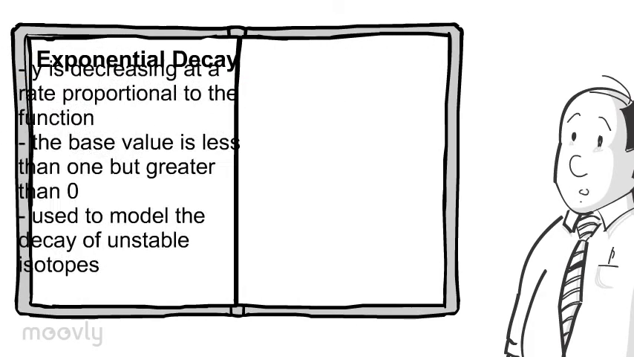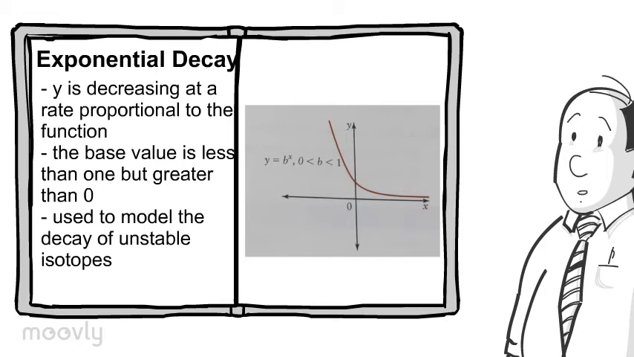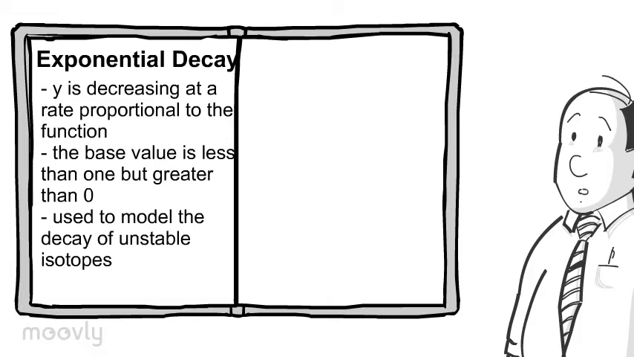Exponential decay is another type of exponential function. It has finite differences decreasing at a rate proportional to the function. In this case, the base value must be less than 1, but greater than 0. Such functions can be used to model the decay of unstable isotopes.